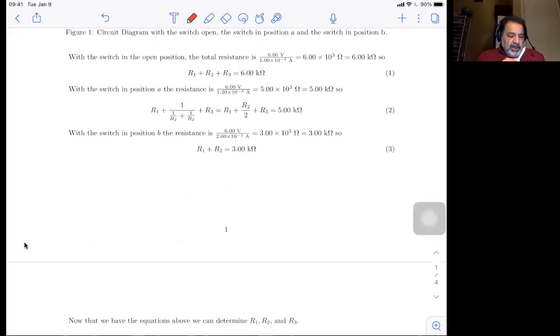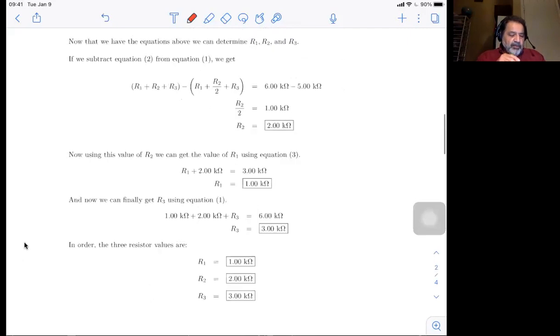So we plug in the values for R1 and R2, and we have 1 kilo ohm plus 2 kilo ohms plus R3 is equal to 6. So these combine to 3 kilo ohms. We subtract 3 kilo ohms from both sides, and we'll see that R3 equals 3 kilo ohms.